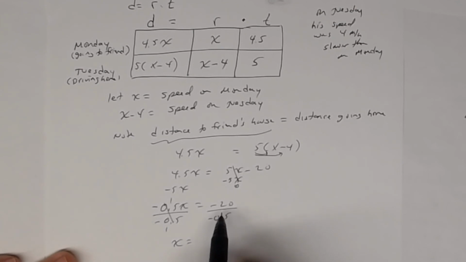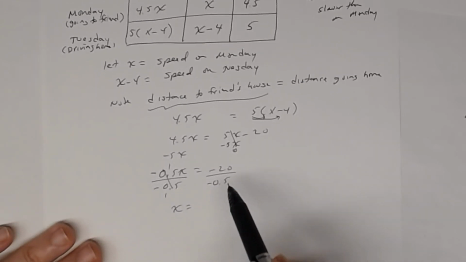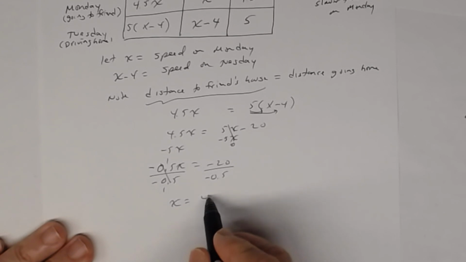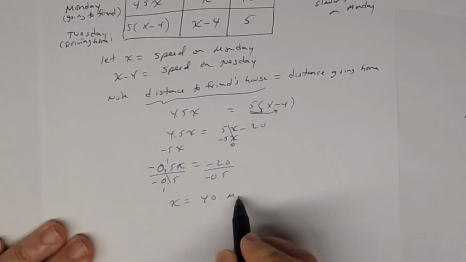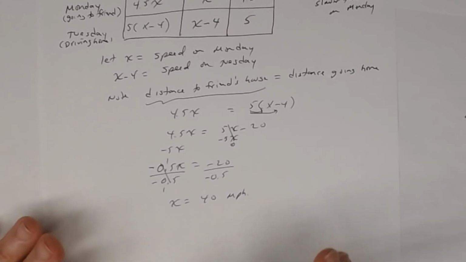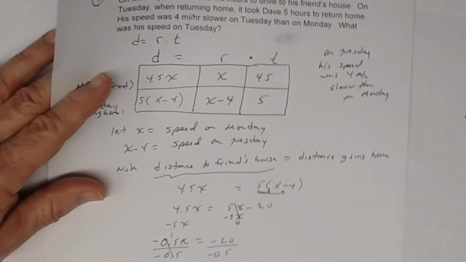And when I use a calculator for this, remember, a negative divided by negative is a positive. 20 divided by 0.5, or 20 divided by half, is 40, right? So x is 40 miles per hour. Now be careful. You always have to come up with a statement to answer the question. The question is, what is the speed on Tuesday? You need to be careful.